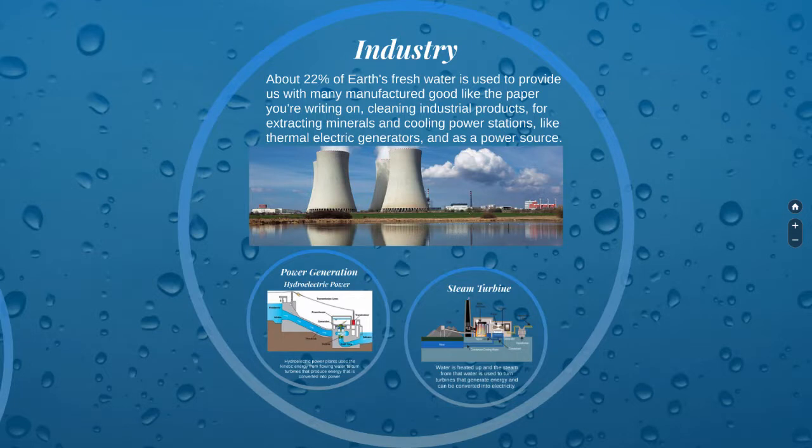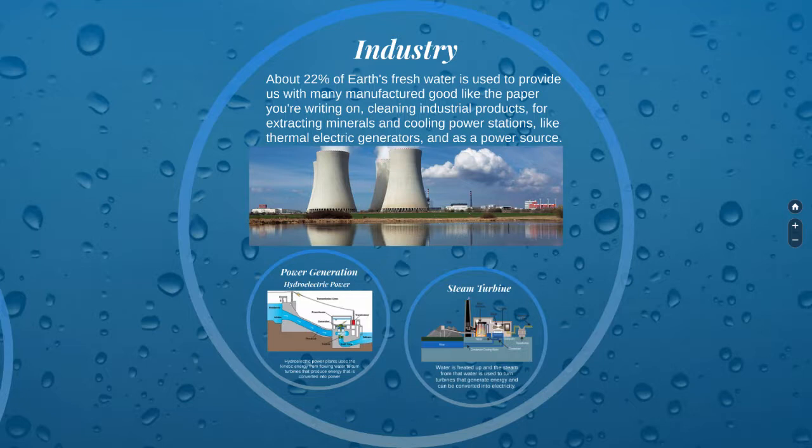Industry. So about 22% of the Earth's fresh water is used to provide us with many manufactured goods like paper, the one that you're writing on right now, industrial products like the clothes you're wearing or the cars that are being driven, extracting minerals and cooling the power stations, like the thermal electric generators and anything that's like a power source. So industry is basically just making sure that those everyday things that we're accustomed to using, like taking our bus to school, driving our cars, writing on that paper, wearing the cool clothes that you wear today, that's all industry. So just using power plants and manufacturing plants to provide goods and services.